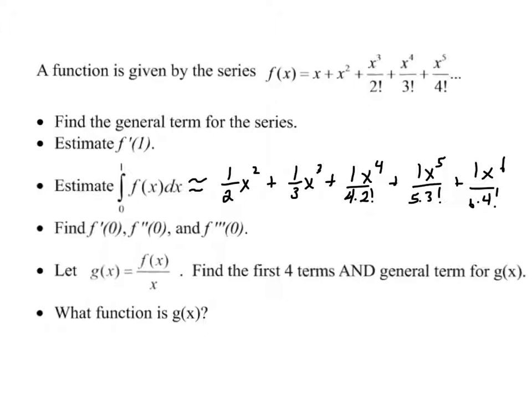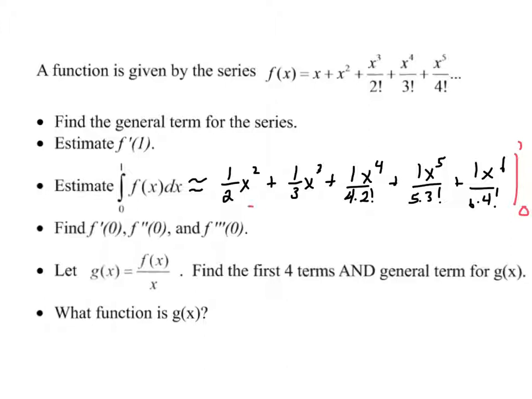Now, once you find the antiderivative, we always say, well, find the antiderivative of f. I didn't know what f was, but I knew what its approximate series was, so I integrated that. Now I would plug in 1 and 0.